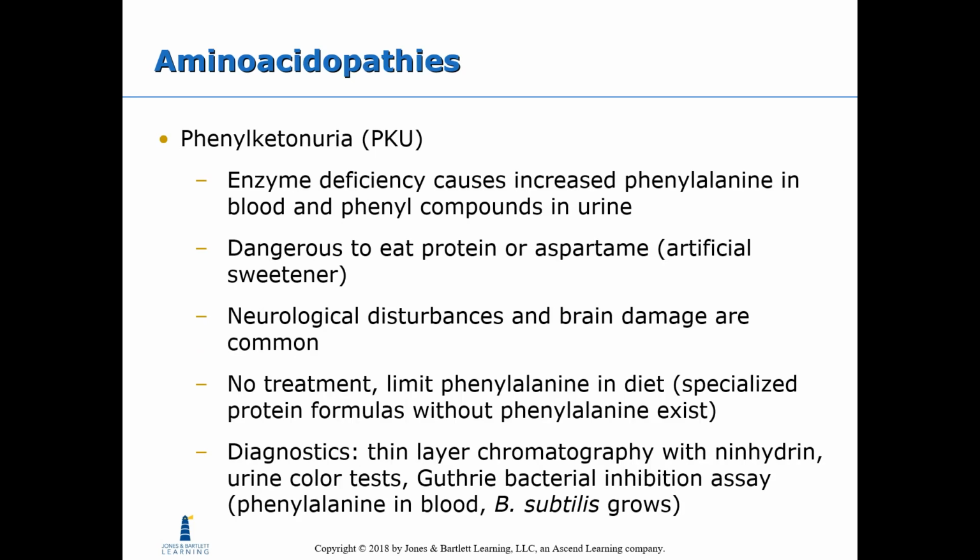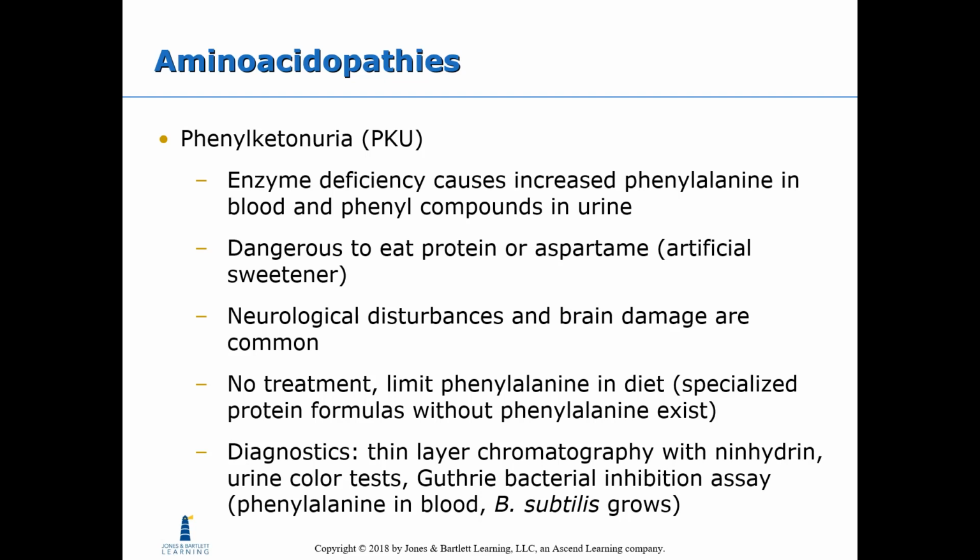Phenylketonuria is an enzyme deficiency that causes increased phenylalanine in the blood and phenyl compounds in the urine. So phenylalanine is a pretty large amino acid, and this amino acid cannot be metabolized properly, so you start to see it accumulating in the body. For people with phenylketonuria, it's dangerous for them to eat protein or consume aspartame, which is an artificial sweetener. And this can cause neurological disturbances and brain damage. There is no treatment, and their only option is to limit eating phenylalanine in the diet.